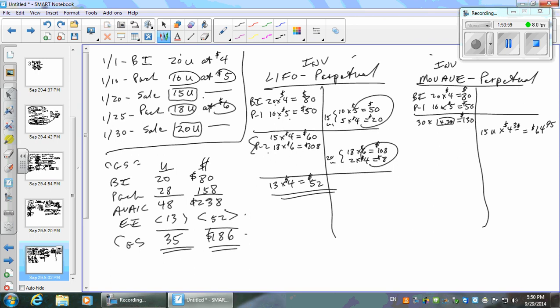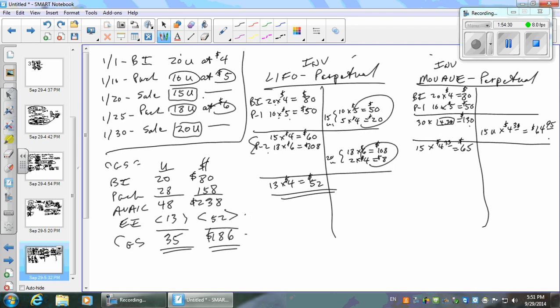64.95. Debit what? Cost of goods sold. Credit what? Inventory. Absolutely. So what do I have left? 15 units, right? You guys agree? At 4.33, which is going to be the $130 less the $64.95, really 65. So it's about $65. Got the idea? There was a little rounding in there.